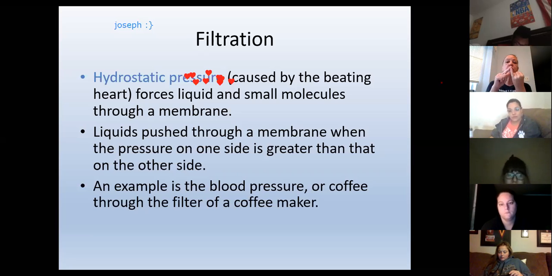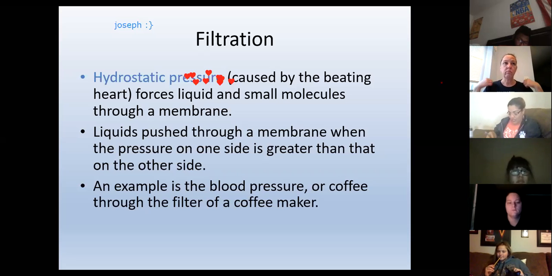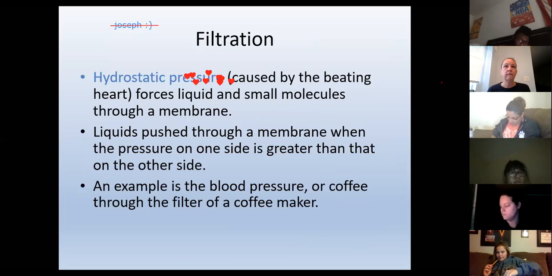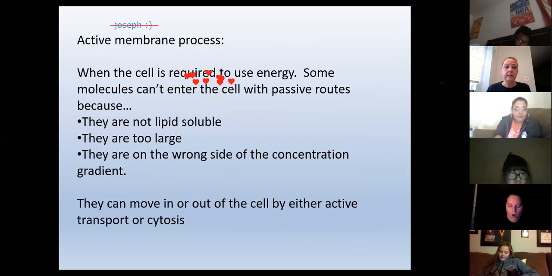Filtration is simply the movement of fluid through a membrane. Those are the 4 passive movements. No energy required. Do I need to go back and review any of those passive movements? Is everybody on the bus right now? Okay, I just have one question. On your 4 steps, it was diffusion, facilitated osmosis, and what was the last one? Filtration. Thank you. You got it.